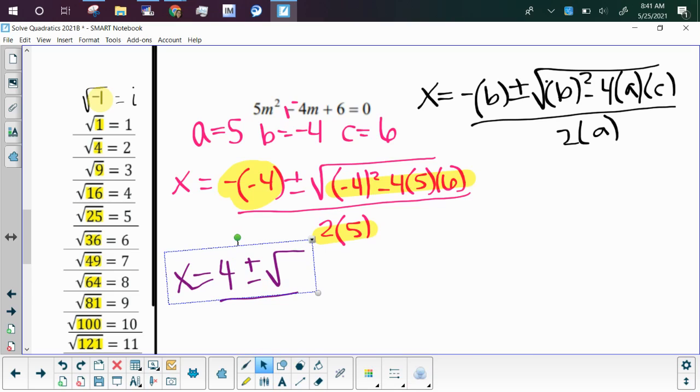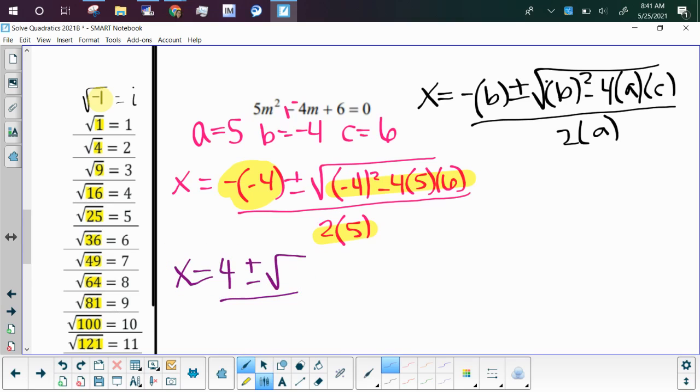Right, it's going to be over 10, because 2 times 5 is 10. So now I'm ready to plug this big mammoth thing into Desmos.